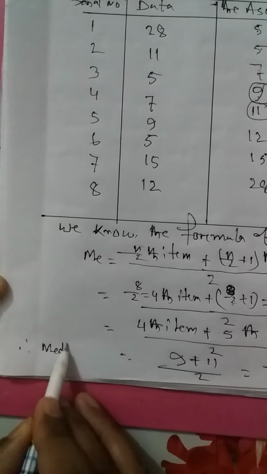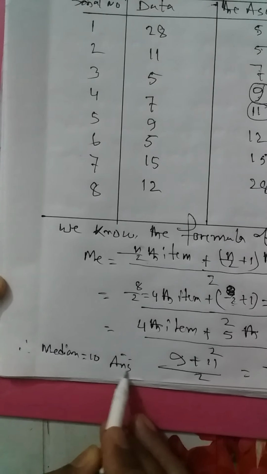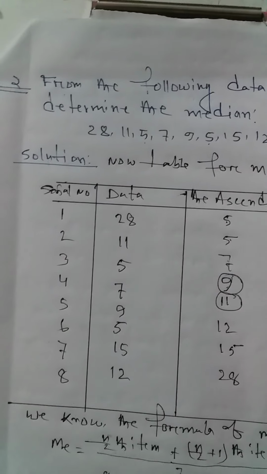Median is equal to 10. This is the answer for calculating the median of an even number of simple data.